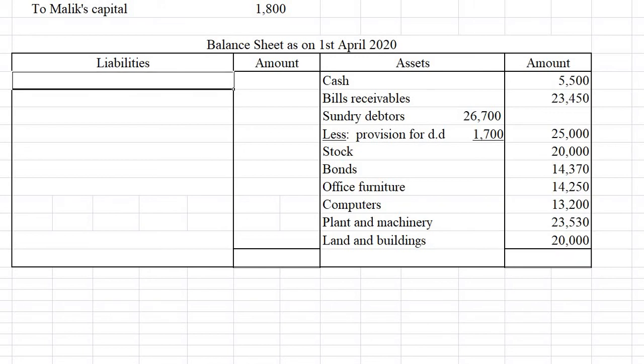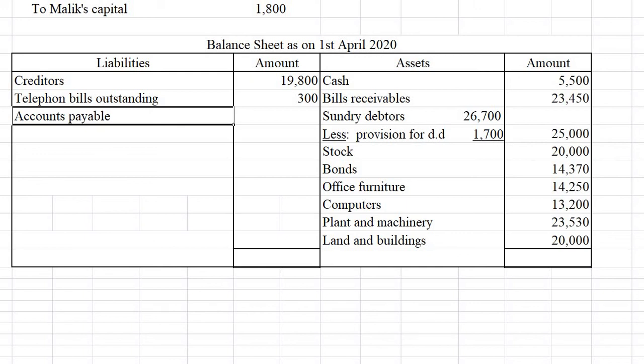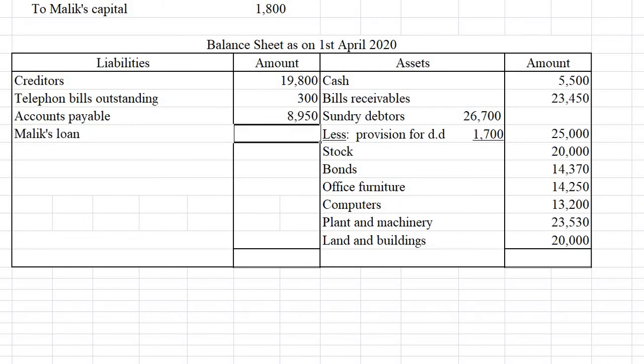Now let us start with the liabilities. Creditors has no change, 19,800. Then comes telephone bill outstanding. Telephone bill outstanding, we had 300 rupees. So that can be written. Then comes accounts payable. Accounts payable, we have 8,950. Then we have to pay money to Malik. We have transferred some money to Malik's loan account. That is also a liability. We are writing that on the liability side. How much? 7,350.